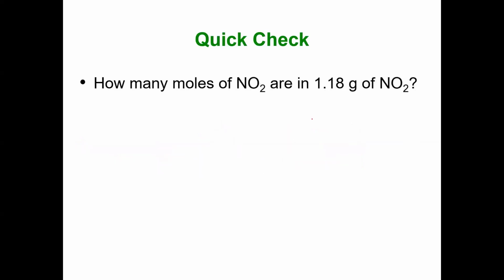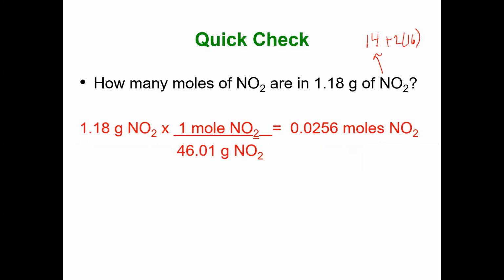What about for molecules? Can I do it? Yeah, I just have to figure out the molar mass. So nitrogen's 14 roughly. The 2 oxygens are each 16, so that's 32. 32 plus 14 is 46. All right, so I have 1.18 grams of NO2, and I want moles of NO2. Well, 1 mole of it is 46.01 grams. The grams cancel, I'm left with moles.